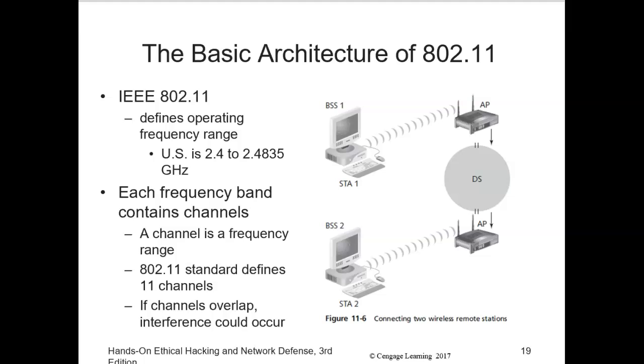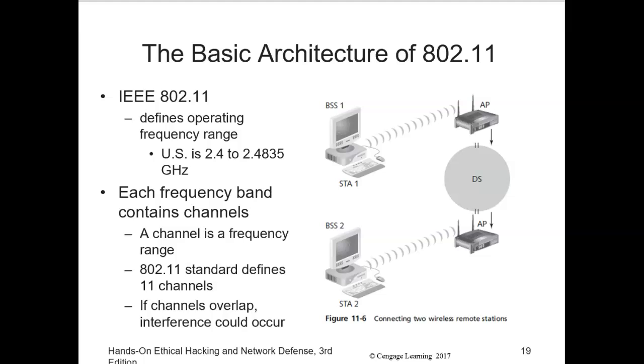The IEEE 802.11 standard, the .11 defining the wireless portion, uses, as we said, roughly 2.4 to 2.48 gigahertz. Each frequency band you're using is going to have various channels within it. A channel has a range of frequencies. 802.11 defines 11 different channels. Sometimes these channels overlap and interference can occur.